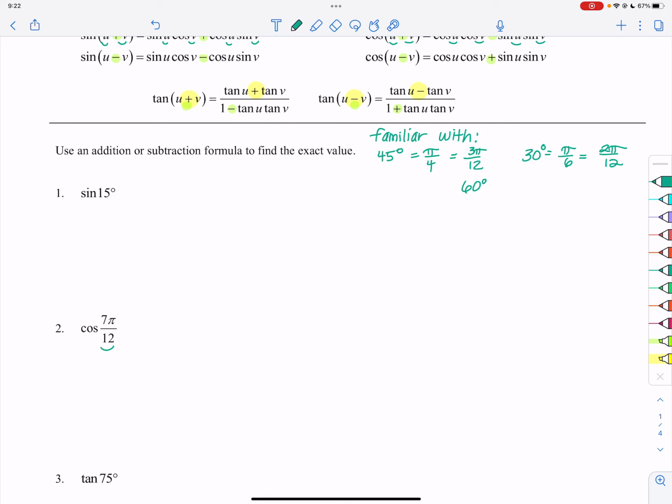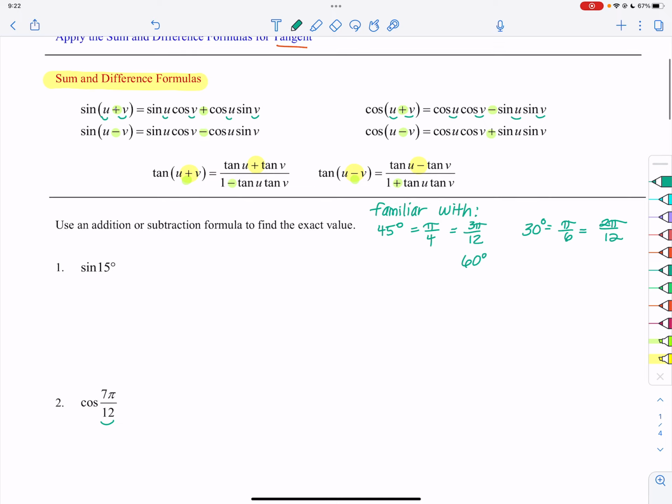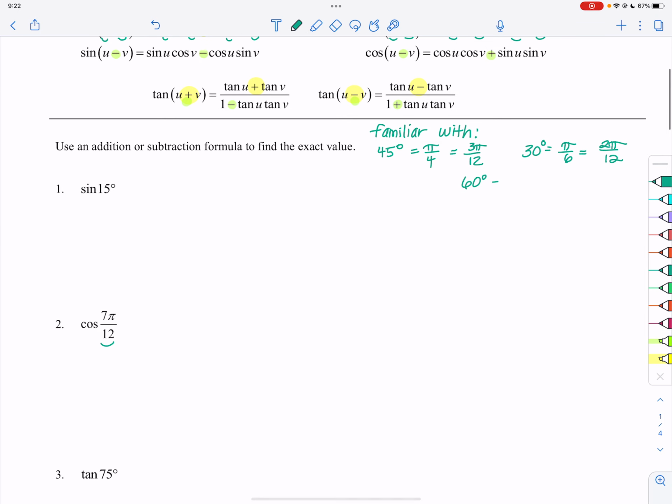So we'll try to use these sum and difference formulas to come up with these angles that we are familiar with. And 60 degrees, of course, is pi divided by 3. And we'll just go into 4 pi over 12 since we see that pi over 12 in one of these problems. But we could get a common denominator with any problem. Okay, so let's begin with the sine of 15 degrees.